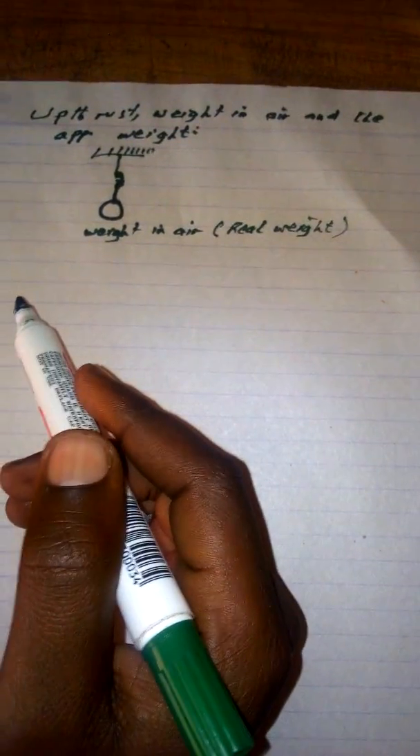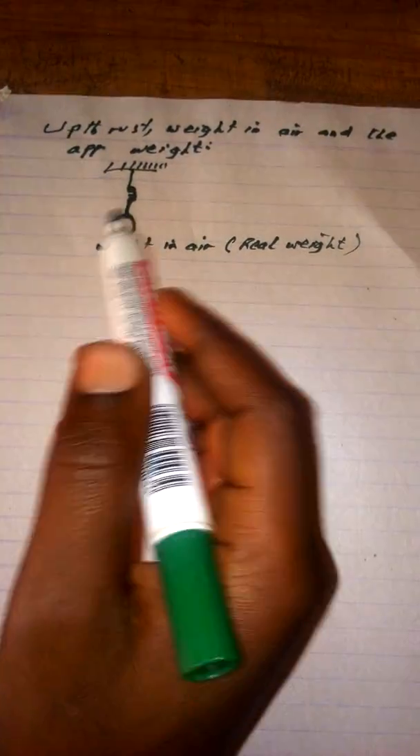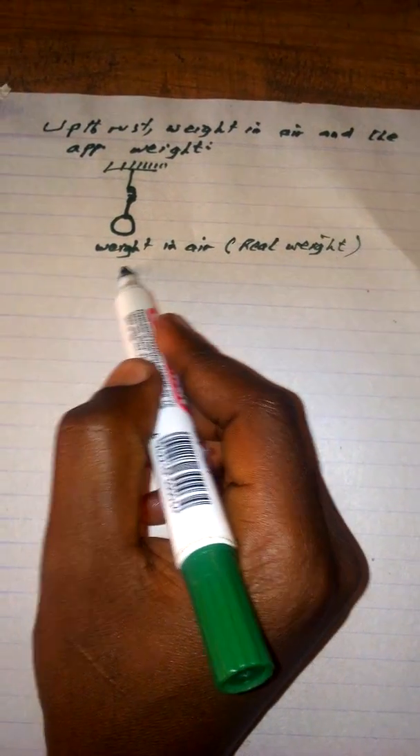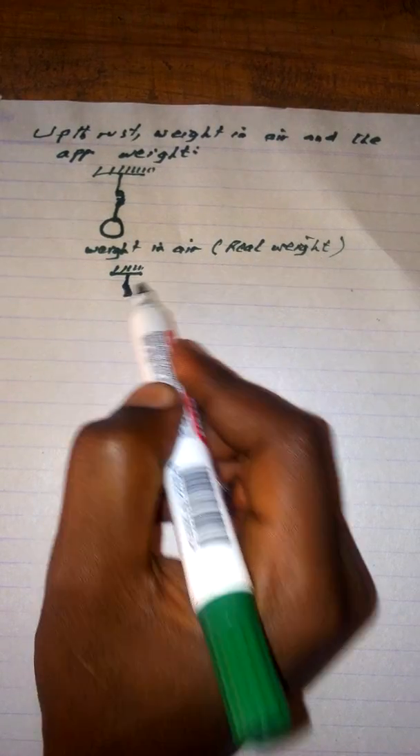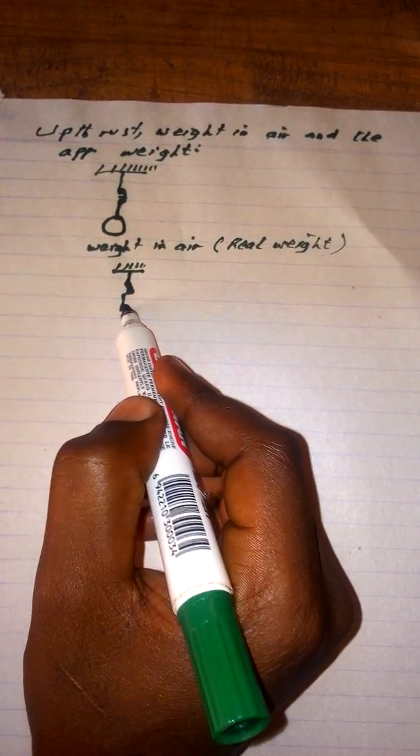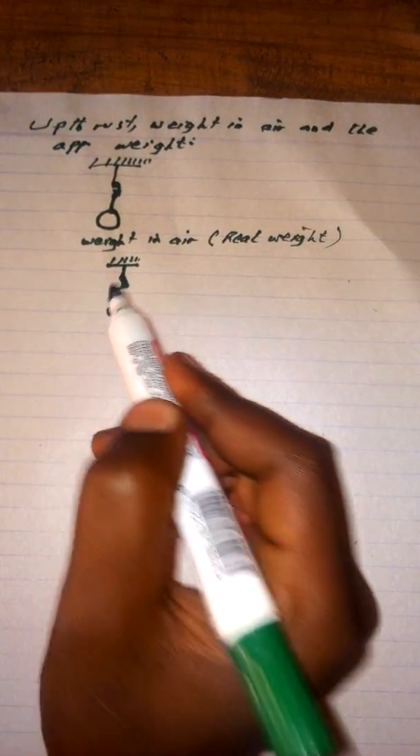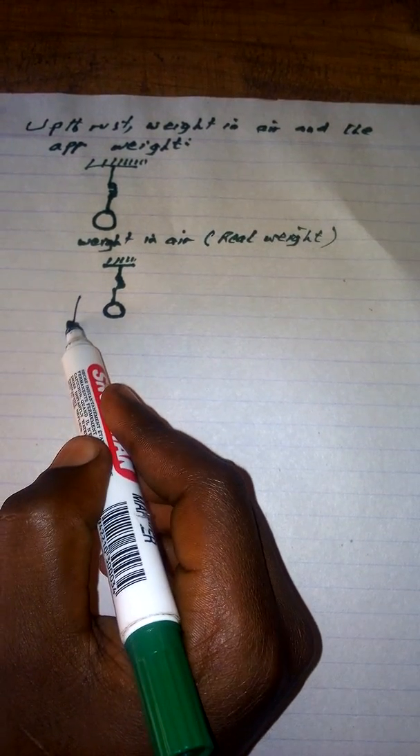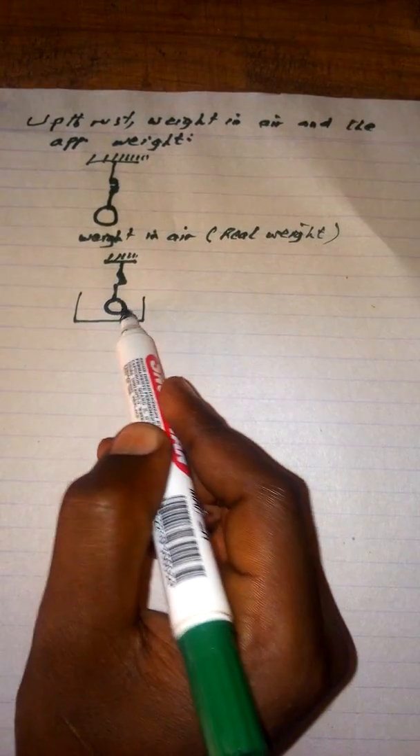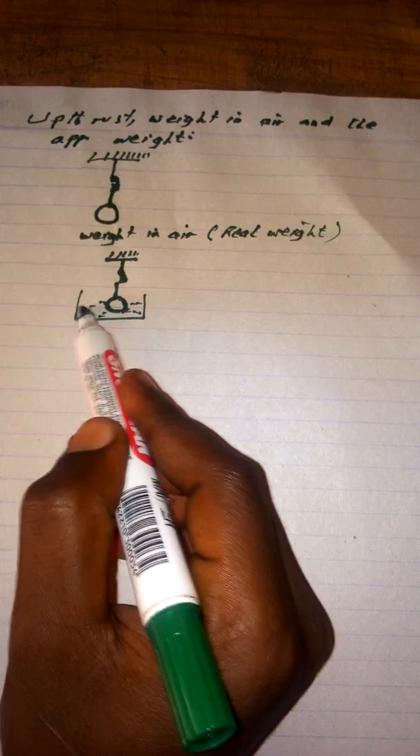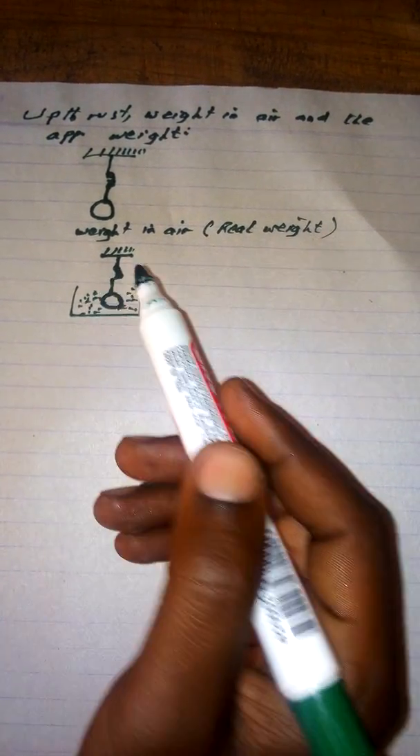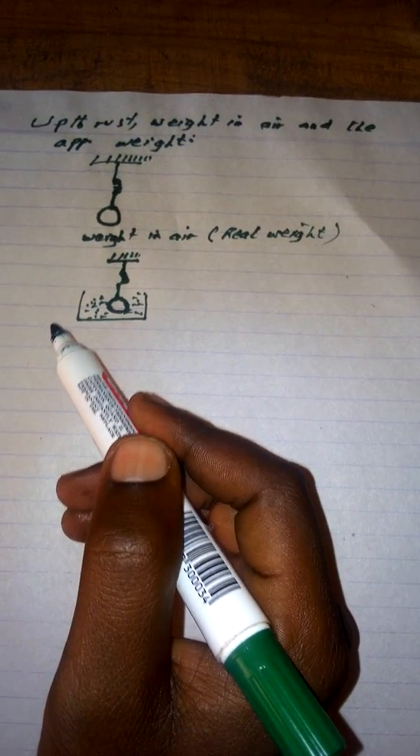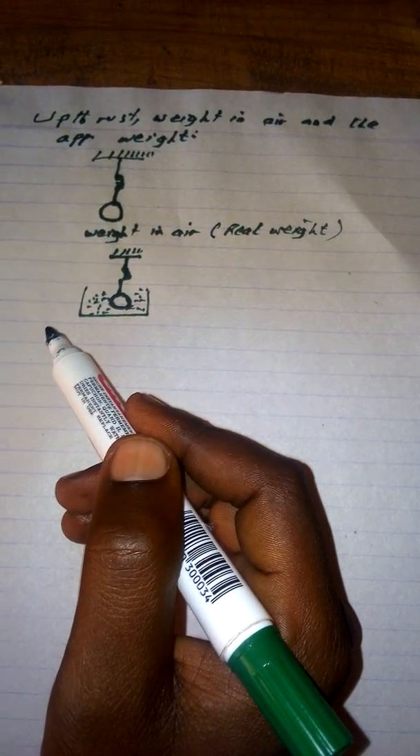And in the second part of his experiment, he took the same stone and the same spring balance. He measured the weight of this stone when it is now completely immersed in the fluid or in the liquid. So he noted down the results in all his experiments.